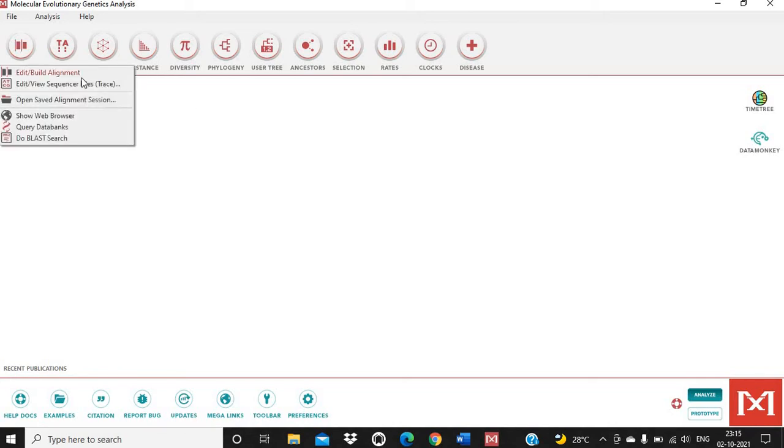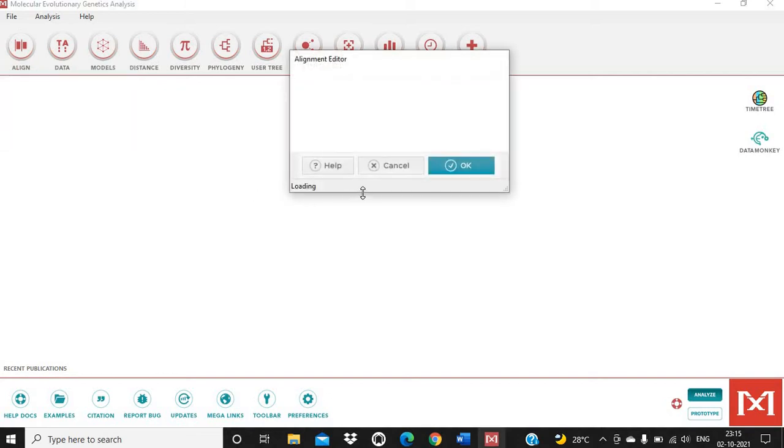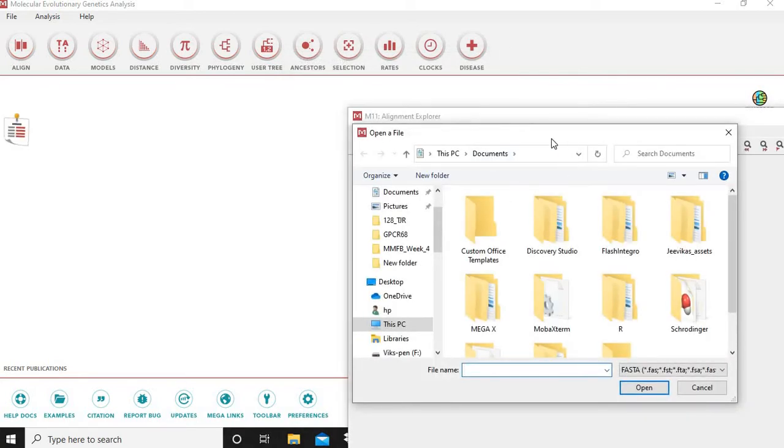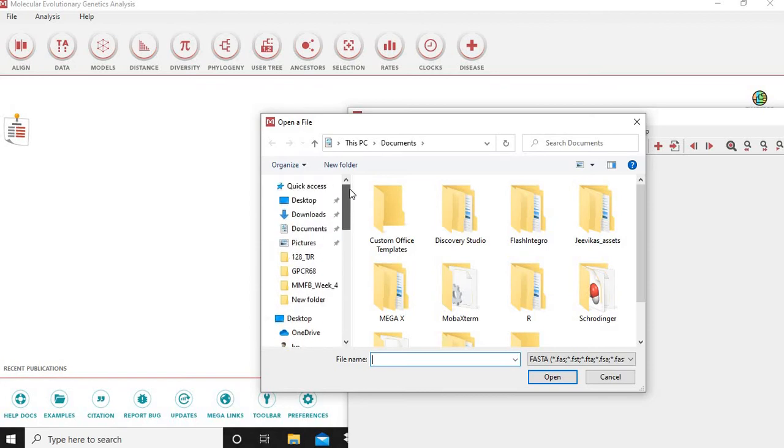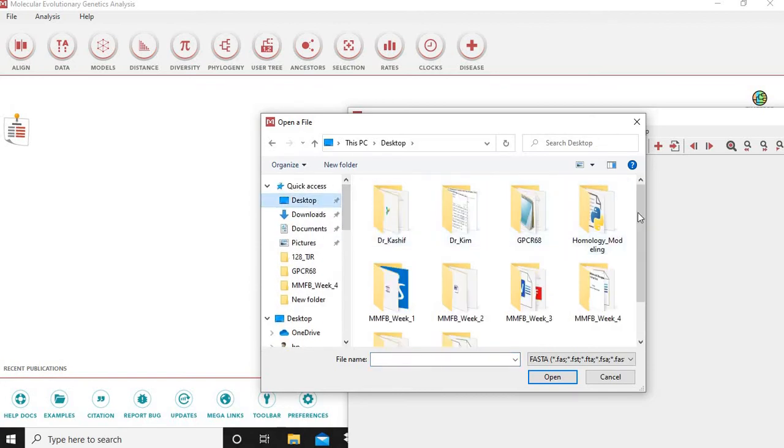So let me first align the sequences. For this, we have to go to File, Edit, Build, Alignment. Here I'm going to retrieve a sequence from a file. Basically, you can create a new alignment, you can open a saved alignment session, or you can retrieve a sequence from a file. Here I'm going to retrieve sequences from a file.